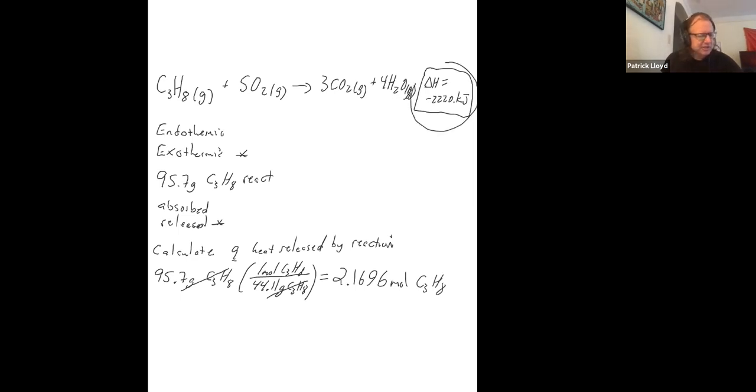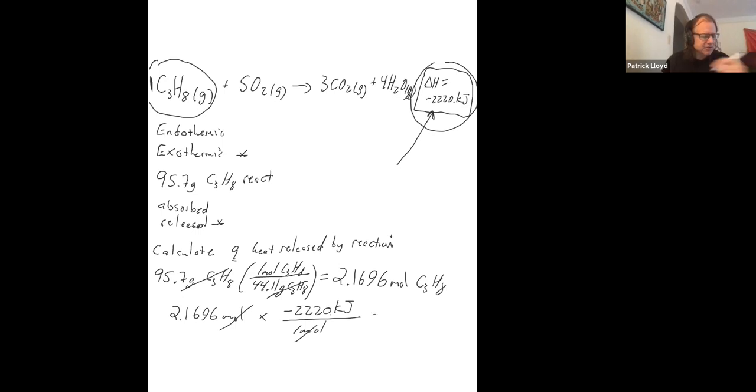And now we have our relationship here. The relationship is that every time 1 mole, right? That's a 1. Every time 1 mole of that reacts, the amount of energy that's released in the form of enthalpy is that number right there. Okay, so I'm going to take our 2.1696 moles, and I'm going to multiply that by negative 2220 kilojoules for every 1 mole. All right, it's 1 mole of C3H8. Okay, so 3 significant digits. So times 2220. So it's about 4,800.